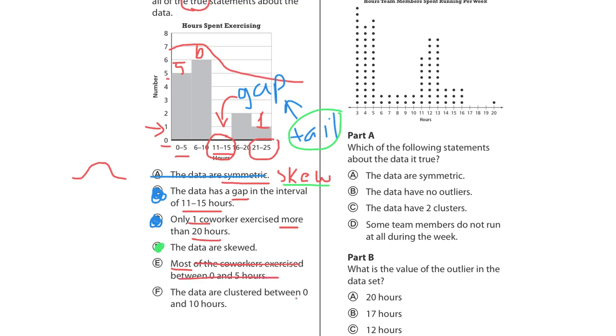The data are clustered between 0 and 10. So there's a cluster of data points in between 0 and 10, and that is correct.